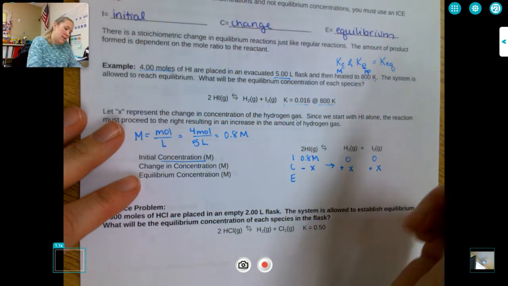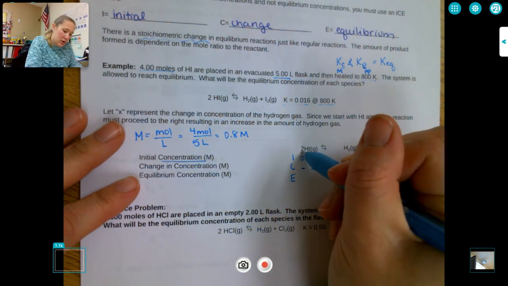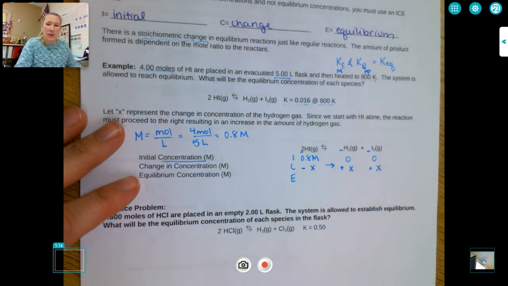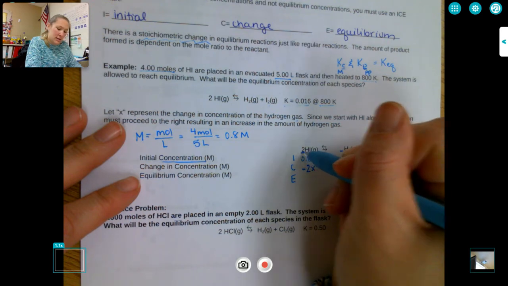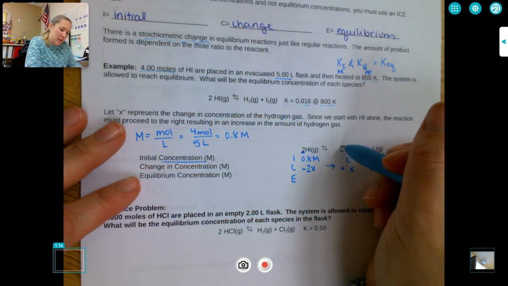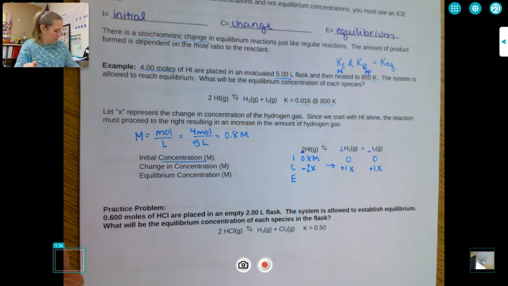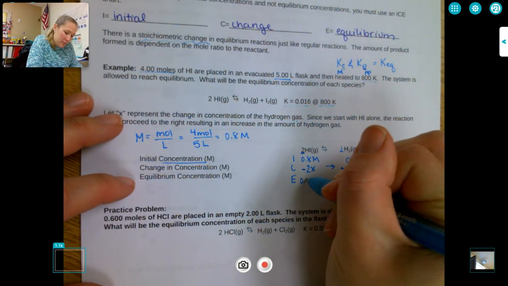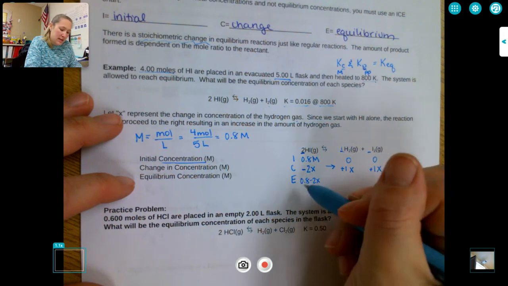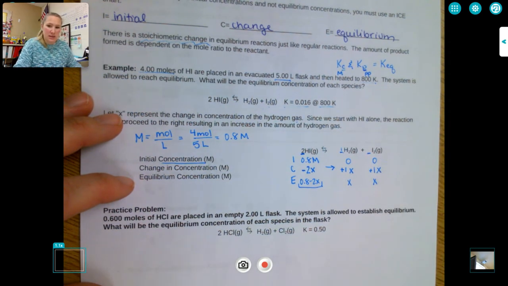And this is where that stoichiometric change comes into play. We have to carry down our coefficients to figure out how much change we're going to have. So this is decreasing by 2x because of the 2 here. This is increasing by 1x and 1x, and we don't have to write the 1s in. So that means that at equilibrium, I have 0.8 minus 2x as my concentration for HI. For I2, 0 plus x, which is just x, and for H2, 0 plus x, which is just x.